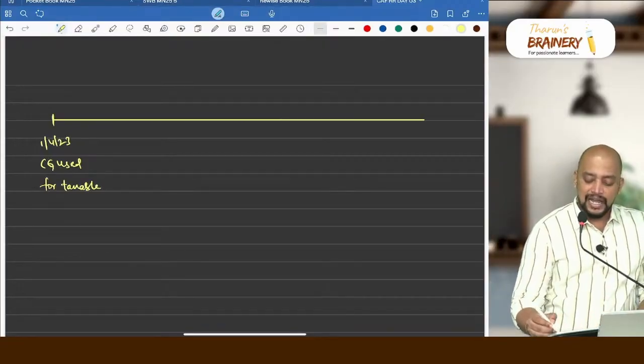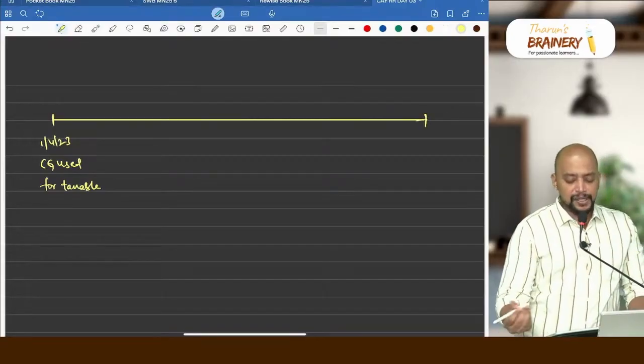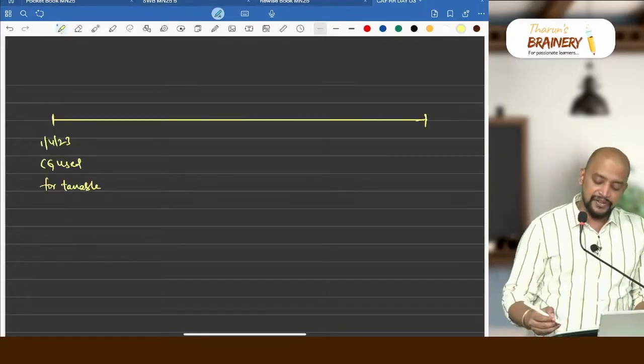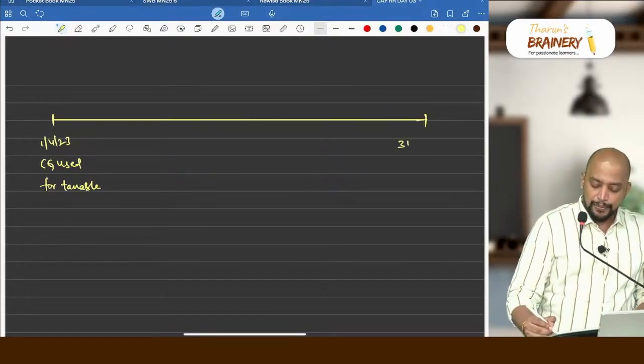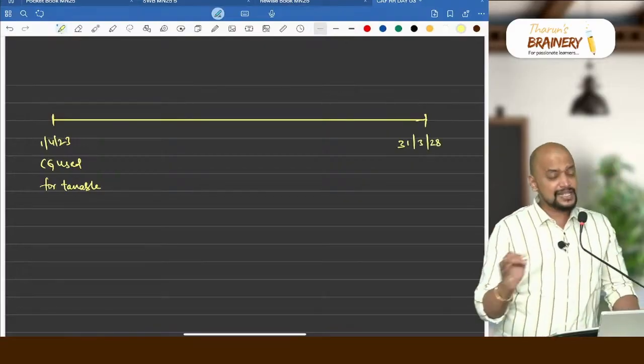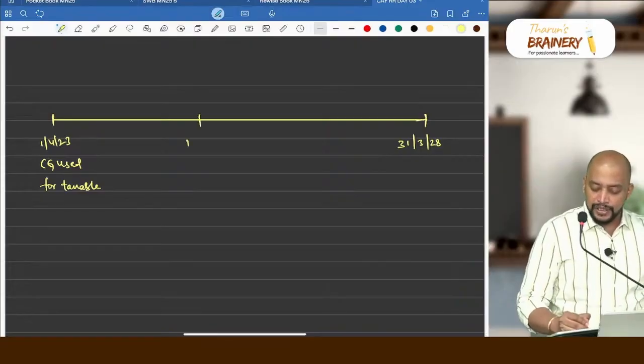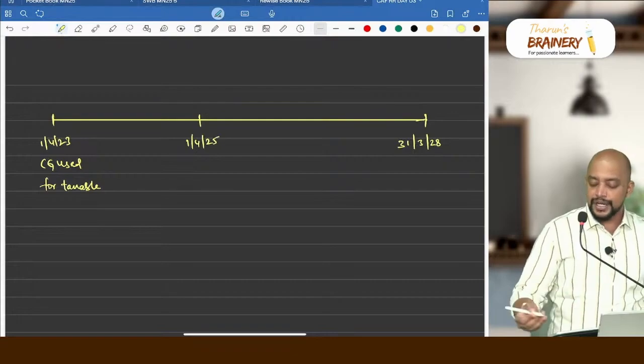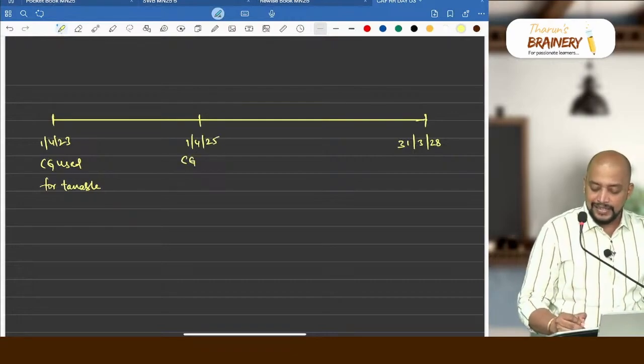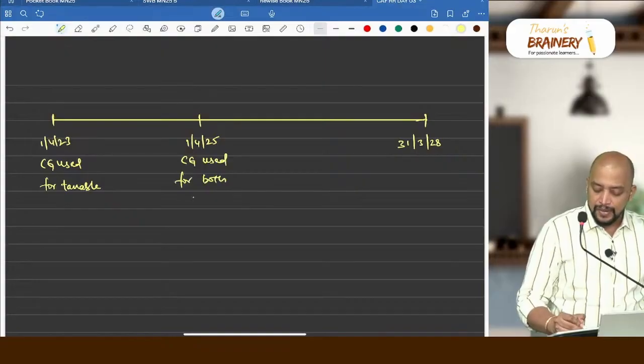What is considered as the life of the capital goods? The life of the capital goods will be taken as 60 months or 5 years. Means the life of the capital goods is up to 31st March 2028. That is 60 months. And at a later point of time, say after 2 years, from 1/4/2025, we started using it for both taxable and exempted. Now tell me what is the treatment to be followed.